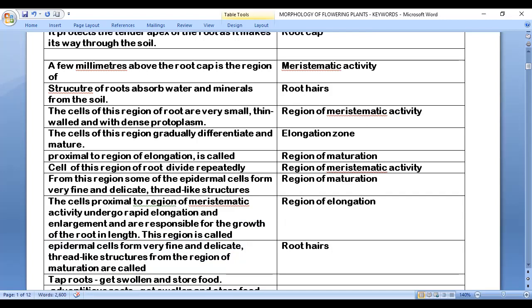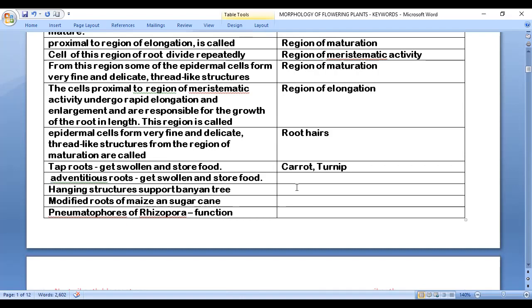Taproots get swollen and store food in carrot and turnip. Adventitious roots get swollen and store food in sweet potato. Hanging structures support the banyan tree; these are prop roots.